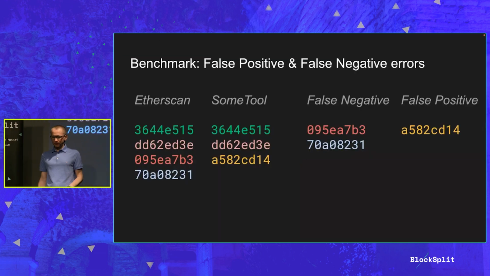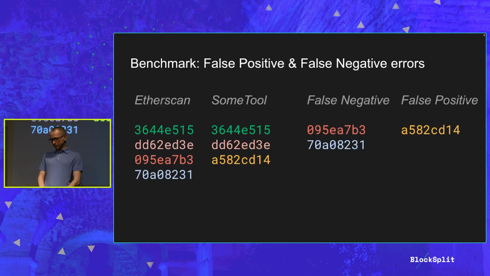So how do we want to benchmark? What is a benchmark? The first part is time of execution, but the second, more important part, is the output. For example, for function selectors, let's say Etherscan is the ground truth, so this is the true set of selectors, and some tool outputs these three selectors. So here we can see that we have three errors, but two different kinds of errors.